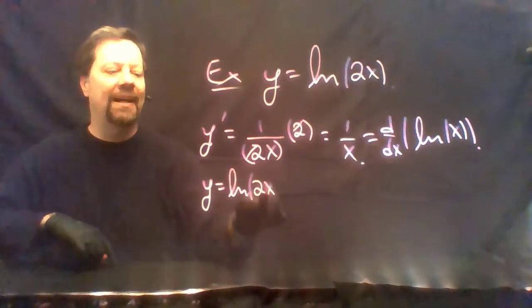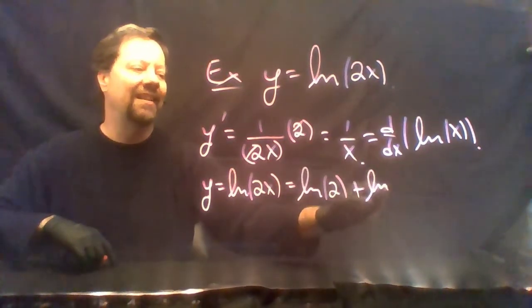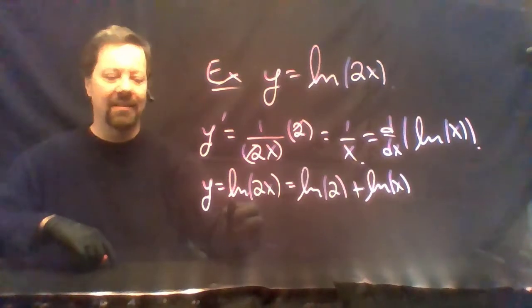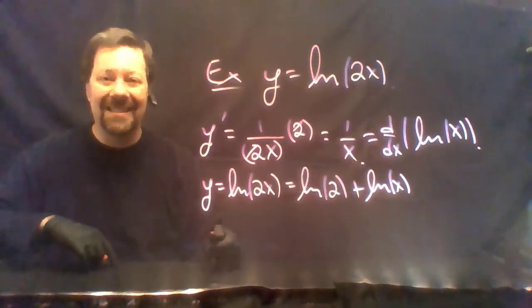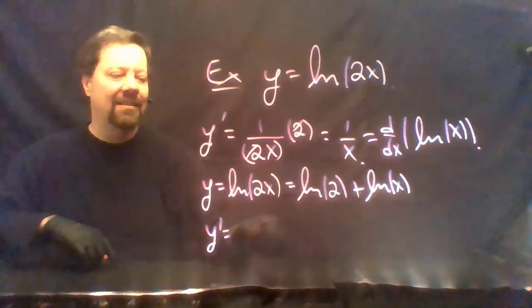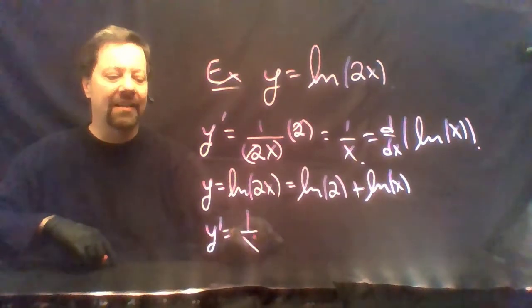ln of 2x is the ln of 2 plus the ln of x. Logs turn products into sums, but ln of 2 is constant. So the derivative of the first term is 0. The derivative of the second term is 1 over x.